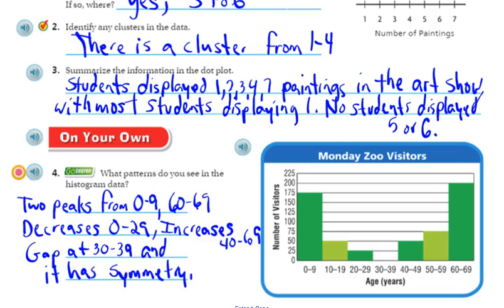All right, so go ahead and take a look at what I filled in there. We had two gaps here, two peaks here. So here's a peak and here's a peak. We also have a decreasing trend from 0 to 29 and an increasing trend from 40 to 69. There was a gap here with no data, 30 to 39, and if I put my symmetry there and folded it, we would have symmetry. So that is the information I focused on with the histogram.